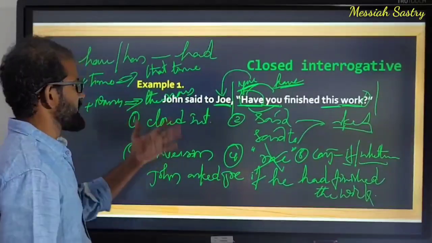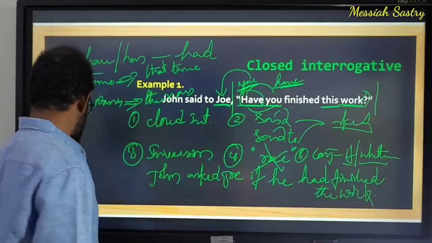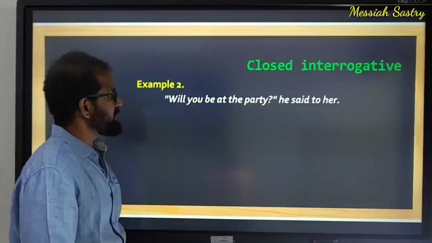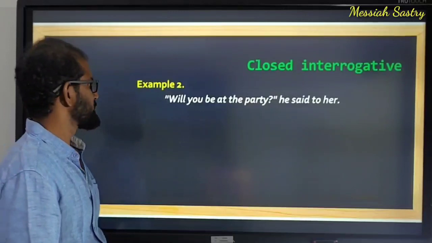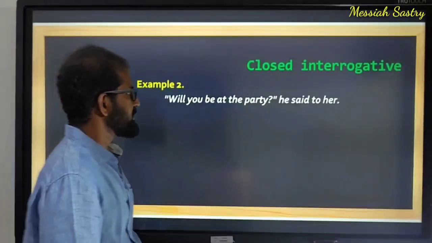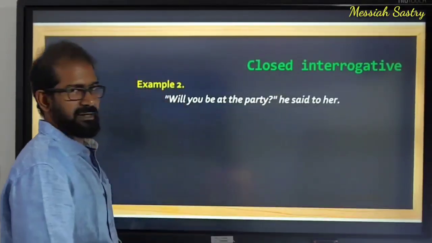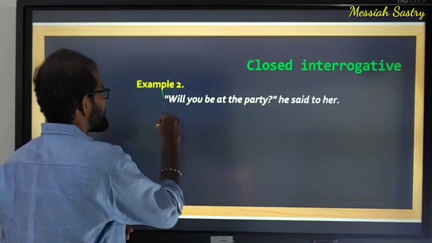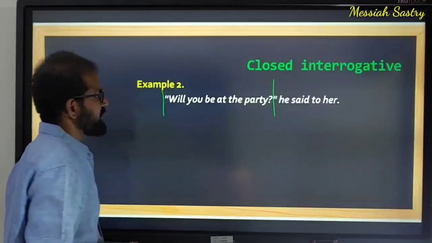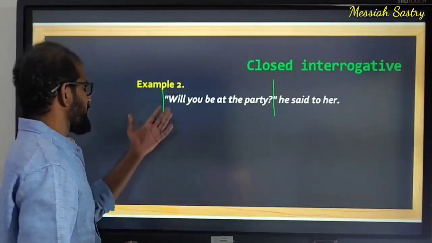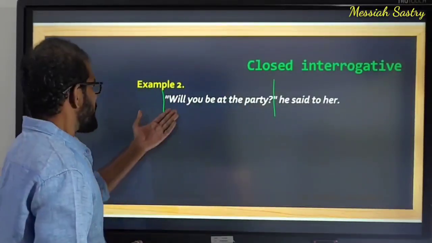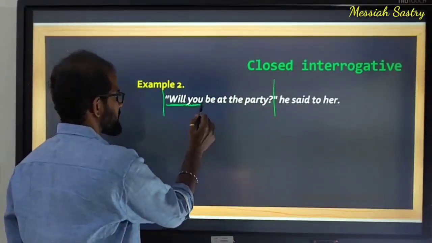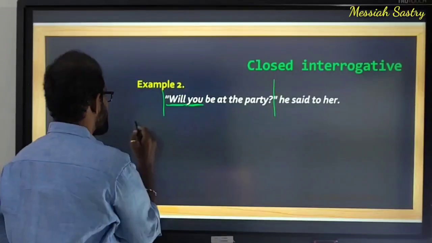So this is how we change a closed interrogative sentence. Let us take another example. He said to her, "Will you be at the party?" So what is the reported clause? The sentence in inverted commas: "Will you be at the party?" What kind of sentence is it? Will is a helping verb, you is a subject, so it is a closed interrogative sentence.